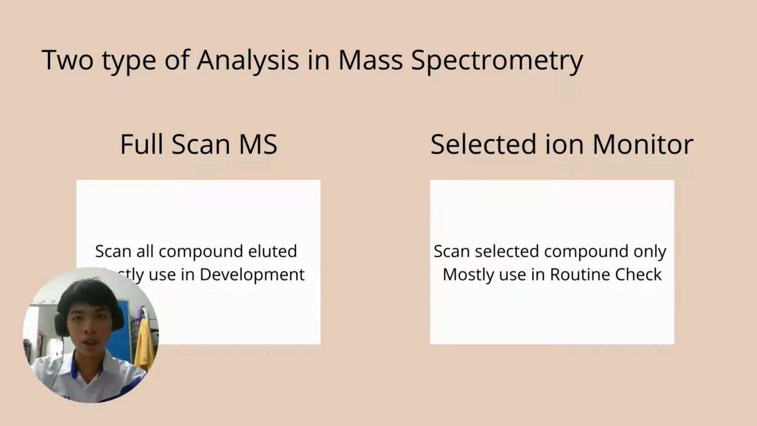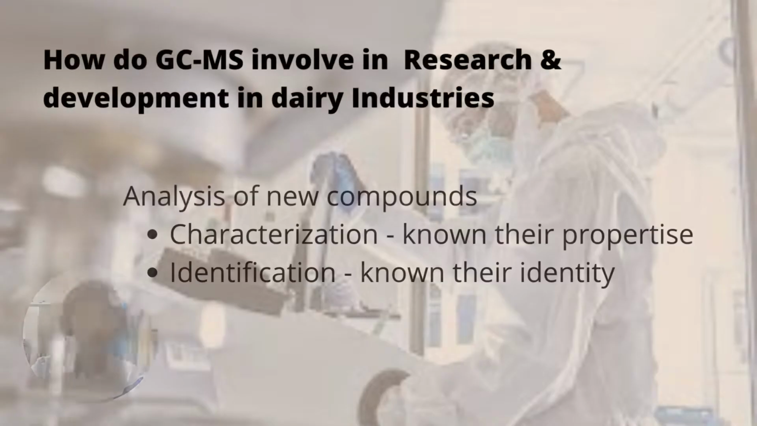Selected ion monitoring is mostly used in routine checks, where we scan only one compound or some selected compounds to know their properties.